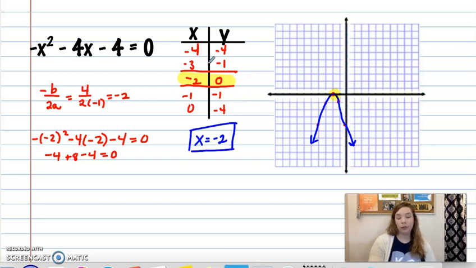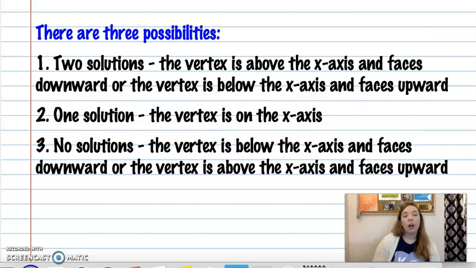So a lot of times you can find them even just in your table without drawing the picture. I think it's good practice for now to do both since we're still new at this, but you're just looking for where the y is 0. There are 3 possibilities. So I've already mentioned this a couple times.